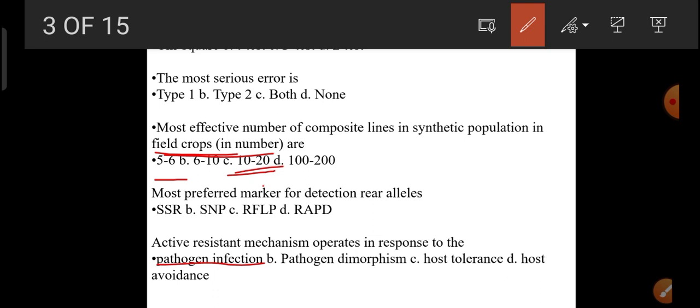The other options, pathogen dimorphism. The meaning of dimorphism is reproduction in different forms. This is majorly observed in case of fungi. Host tolerance means in case of presence of the pathogen invasion, they tolerate the infection and perform better. Host avoidance means avoiding in any form, maybe physical, cultural or any kind of host mechanisms.